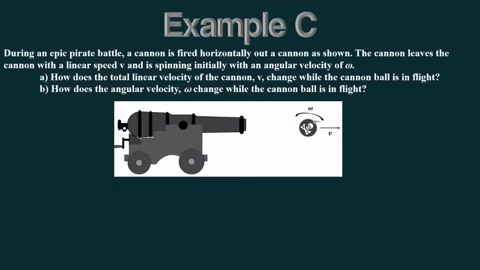Example C looks at when a force causes a torque. This is a case where a cannonball is fired horizontally out of a cannon. It leaves the cannon with a linear speed v and an angular speed omega, because it's rotating. The question asks, how does the linear velocity change in flight, and how does the angular velocity change in flight?